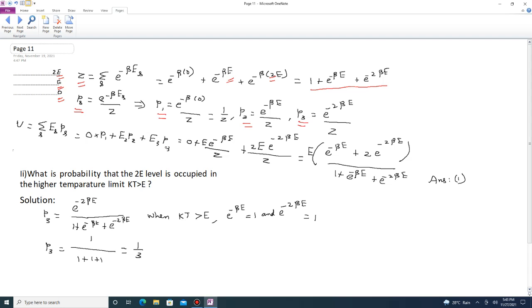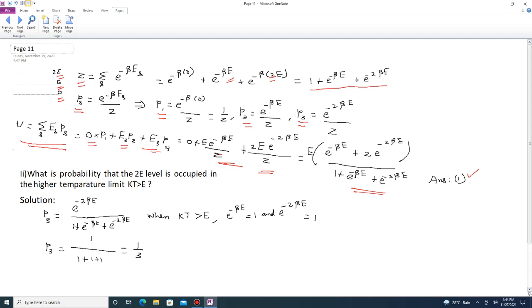So the average, or mean, energy is given by U is equal to the summation over s of E_s P_s. So E1 is 0, so 0 into P1. Then substitute for E2 and P2, E3 and P3 here, and if you simplify, you get this expression, which is option 1, the correct one: E into e power minus beta E plus 2 e power minus 2 beta E, whole divided by 1 plus e power minus beta E plus e power minus 2 beta E.